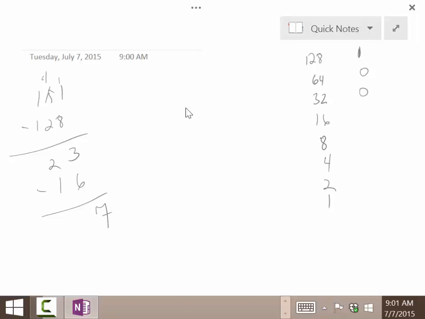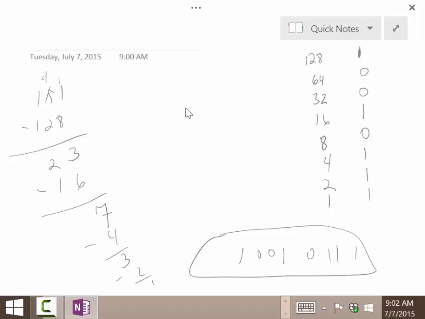Right there. So I put a 1 here, 0, and subtract 4, we're left with 3, I can subtract a 2, right there, 1. So I'm left with the number 1001011, right there. That is the number that you're left with.